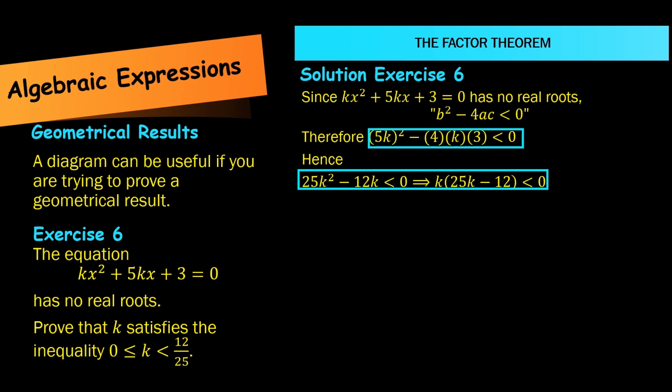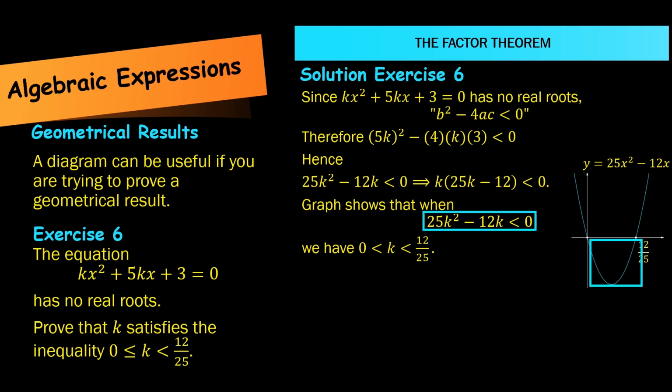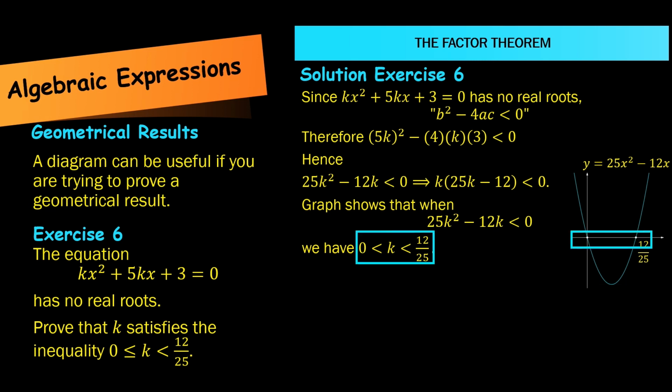Let's sketch this, substituting x for k. The graph shows that 25k squared minus 12k is less than 0 when k is between 0 and 12 over 25, as shown. We will consider the case k equals 0 separately.